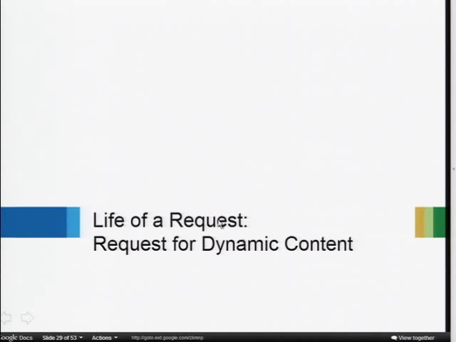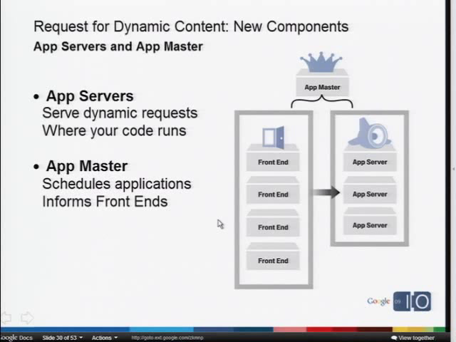So the next request I want to talk about is a request for dynamic content. To do that, I need to talk about a few different components that I haven't brought up before. One of which is the App Engine AppServer and the App Engine AppMaster. So the AppServer is basically our web server. Its job is to serve dynamic requests. When you do computation or do API calls or do anything in your application outside of the scope of a static request, it ends up at the app server, and the app server is responsible for managing those requests.